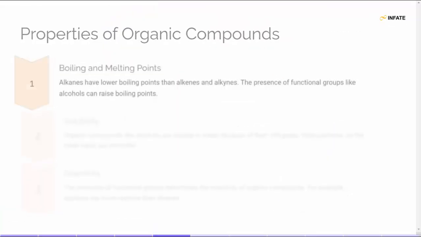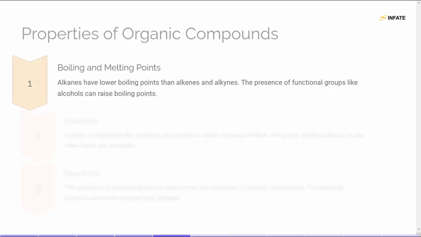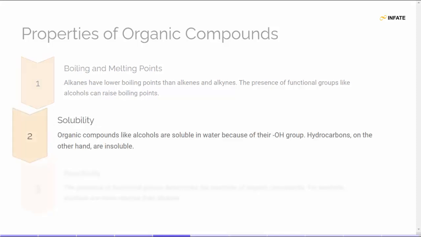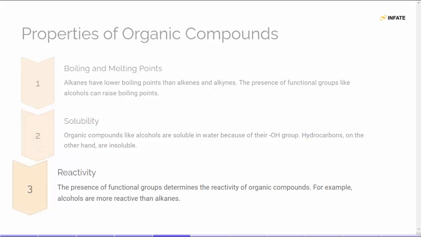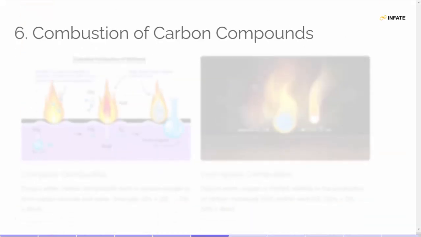Number 5. Properties of organic compounds. Boiling and melting points. Alkanes have lower boiling points than alkenes and alkynes. The presence of functional groups like alcohols can raise boiling points. Solubility. Organic compounds like alcohols are soluble in water because of their OH group. Hydrocarbons, on the other hand, are insoluble. Reactivity. The presence of functional groups determines the reactivity of organic compounds. For example, alcohols are more reactive than alkanes.